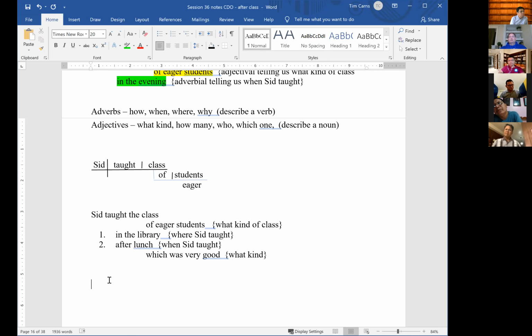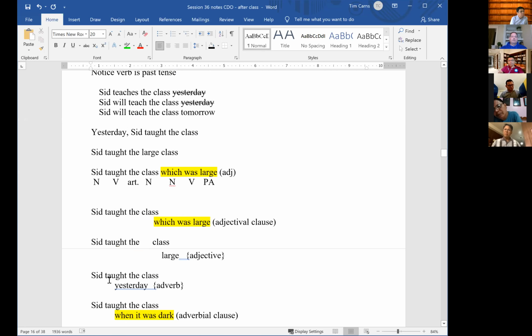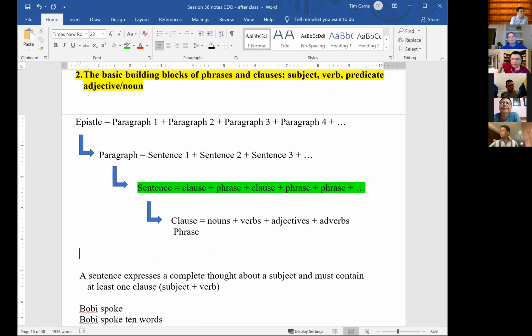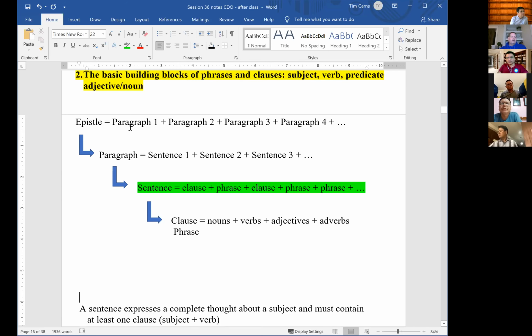Yeah, each paragraph, remember where we started this morning with this little diagram here? The epistle is made up of paragraphs. Those paragraphs are units of thought. That unit of thought is primarily expressed in the main sentence. And then the rest of the paragraph is in support of that in some way, or connected to it in some way, connected to the main clause or main sentence of the paragraph.